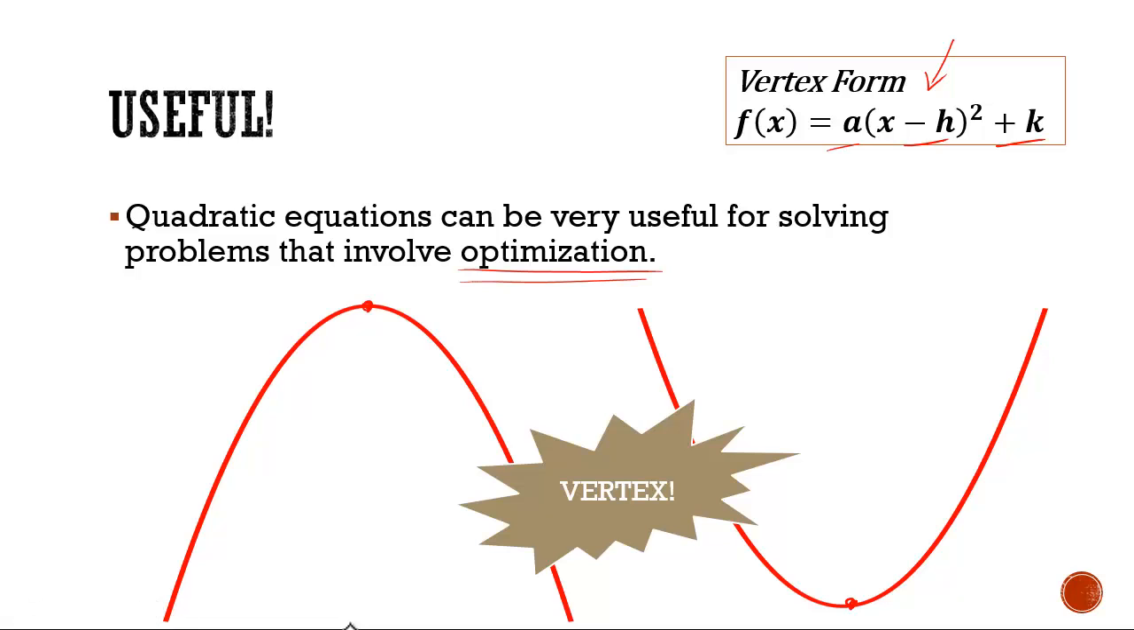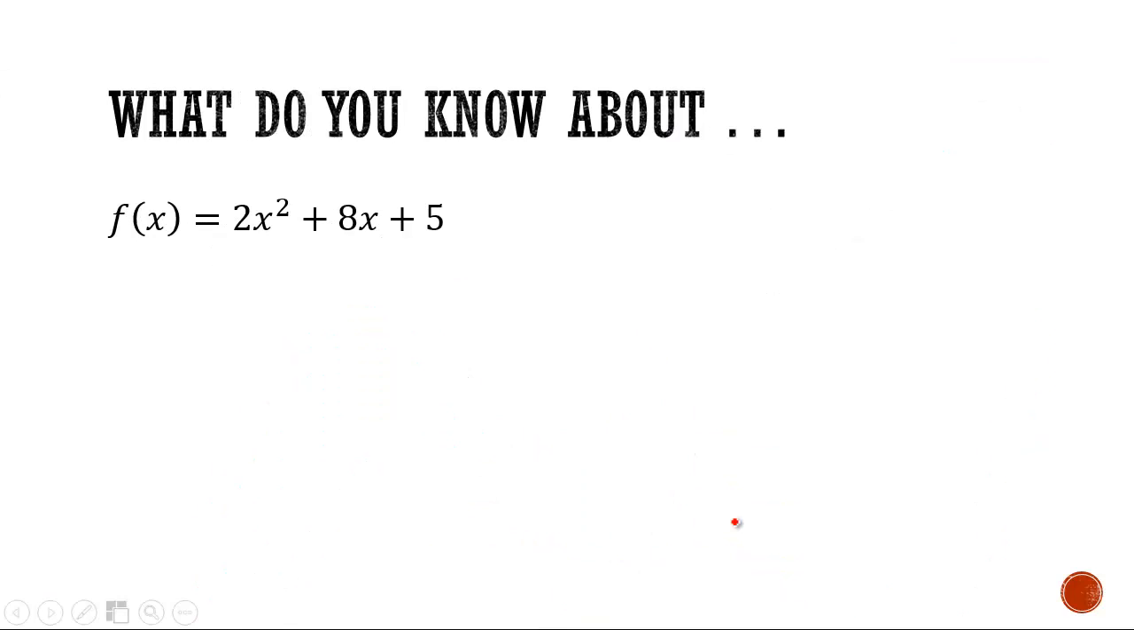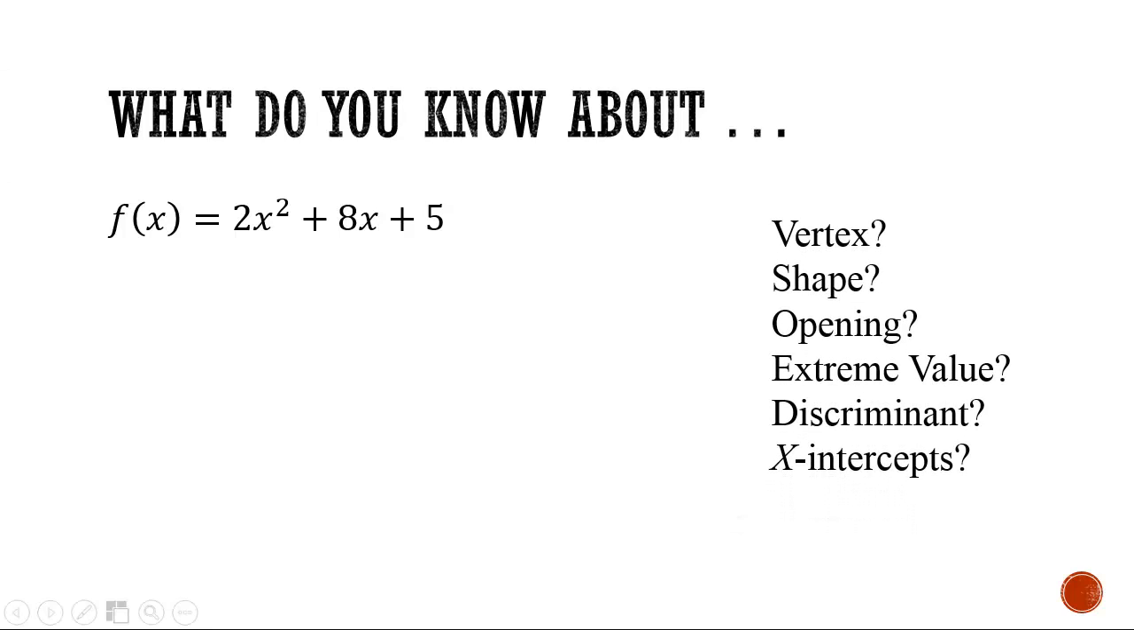The vertex tells us about the extreme values. But first, before we get to some of these optimization problems, we need to gather up some tools that'll make it easier for us to work with the equations. So let's work towards it. What do we know about this graph? Well, it's not in vertex form, so it's kind of difficult to figure out what the vertex is, what the shape is, and all these other things.